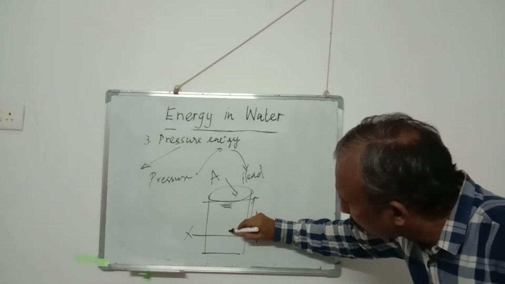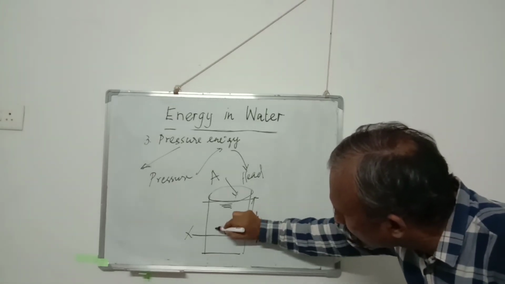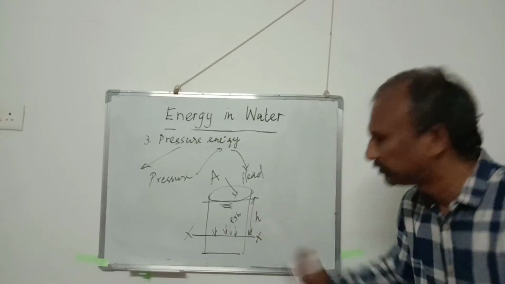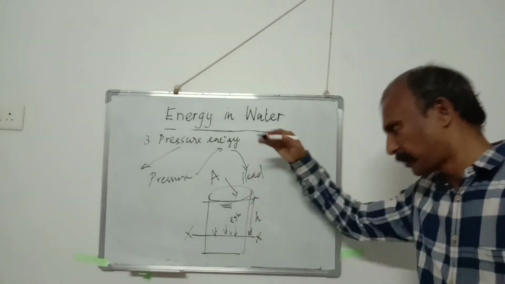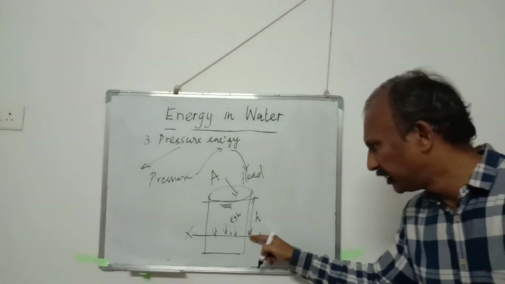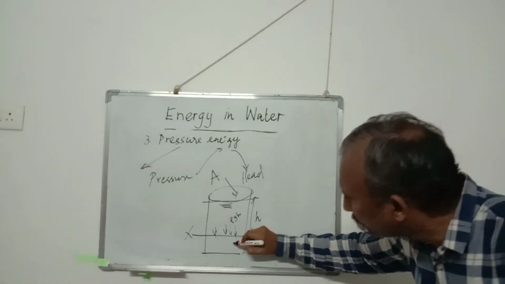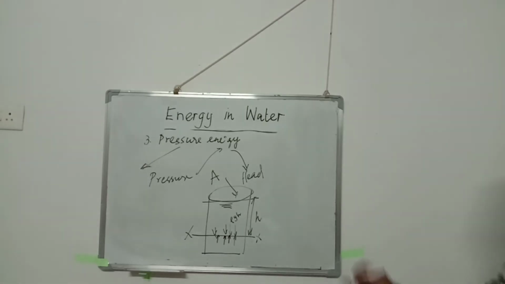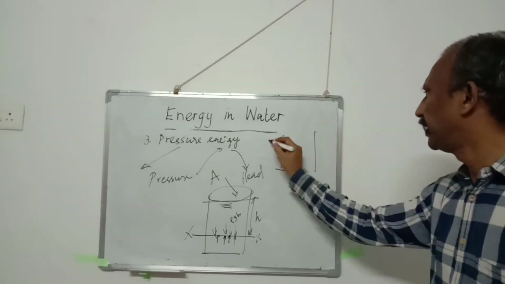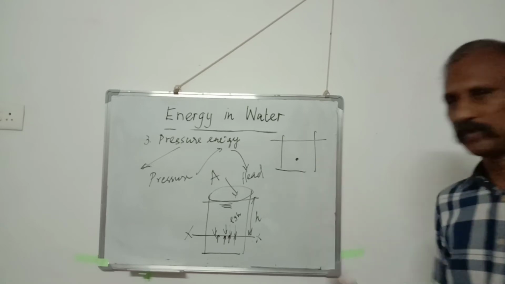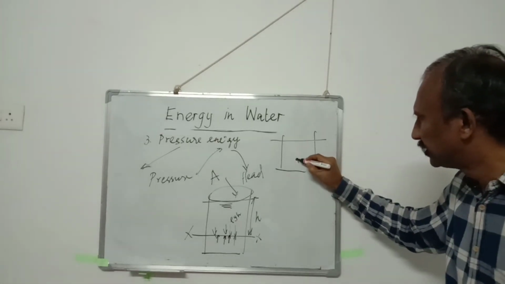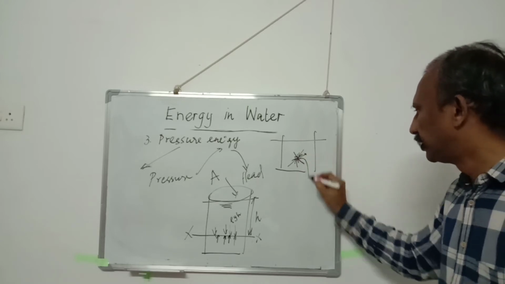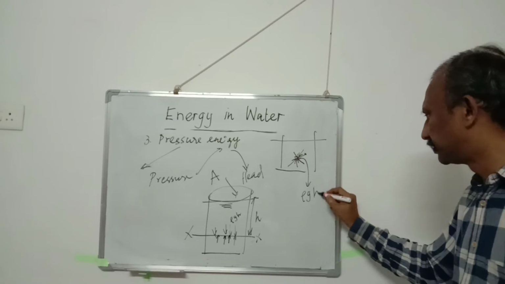So the pressure here is rho g h. If the pressure from the top is rho g h, since it is balanced, the pressure from here also is rho g h. In water you should also keep in mind that pressure at any point is equal in all directions. So in all directions also the pressure will be rho g h.